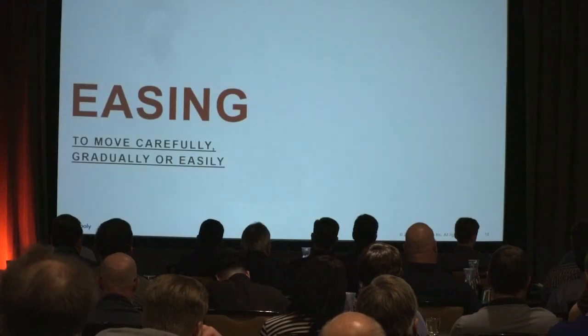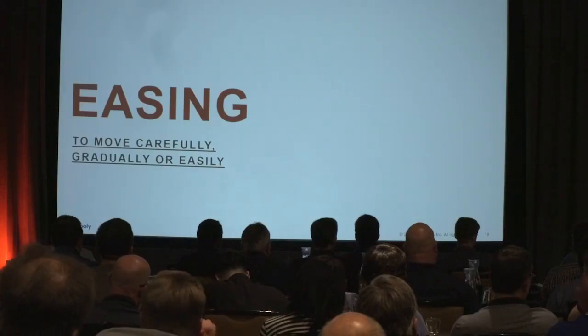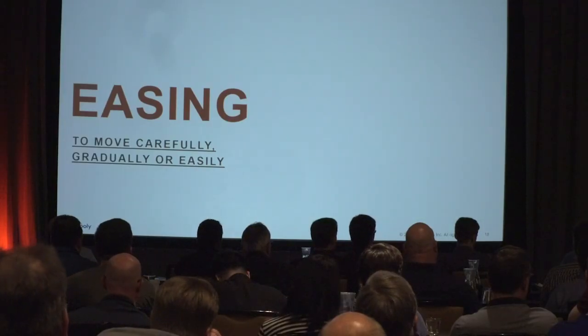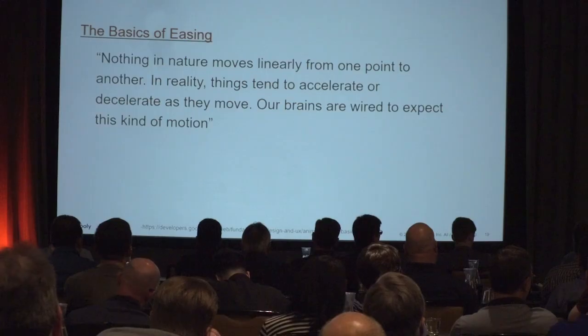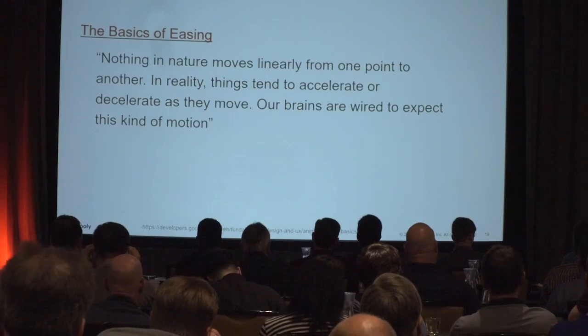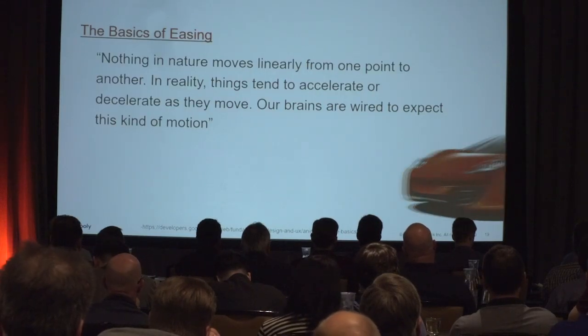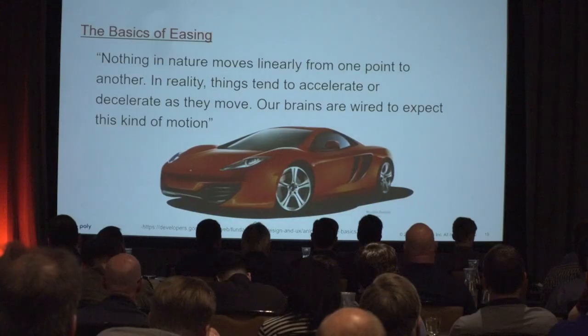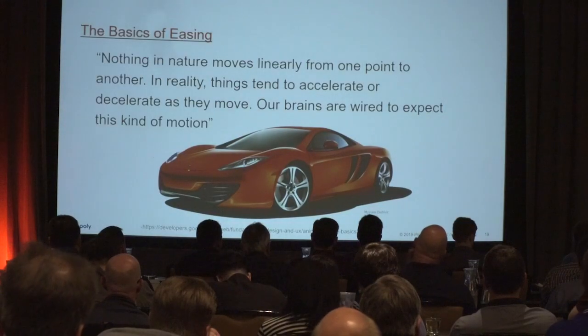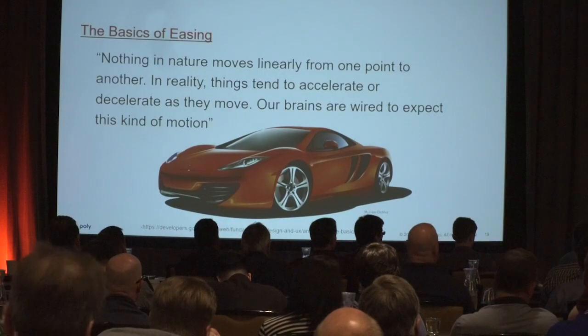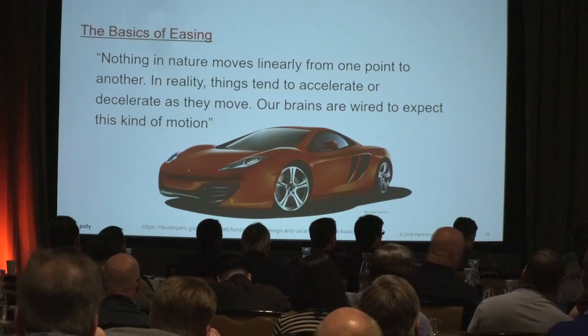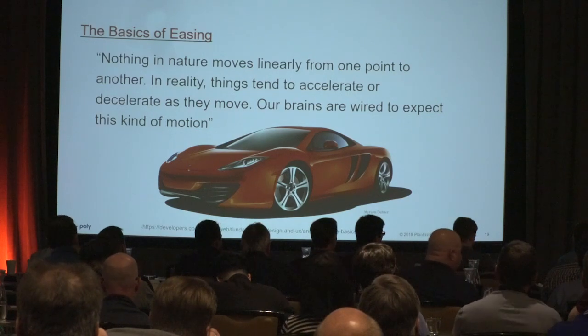So the next part is easing. Easing is when you accelerate and decelerate. Nothing in nature moves linearly from one point to the other. In reality, things tend to accelerate and decelerate. Our brains are wired to expect this kind of motion. So think of a car. When a car accelerates, it starts slow and it accelerates, and then as it brakes, it slows down.